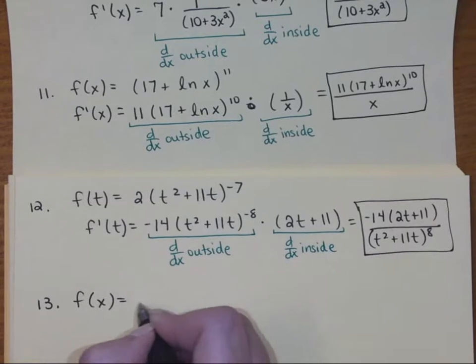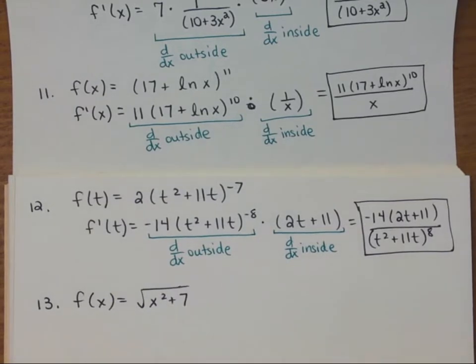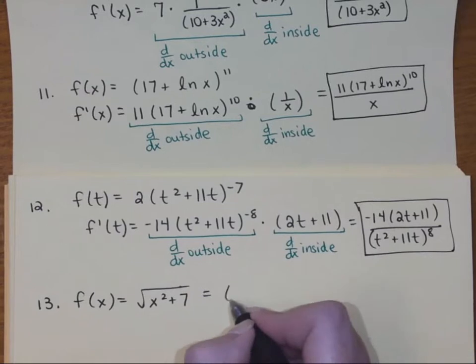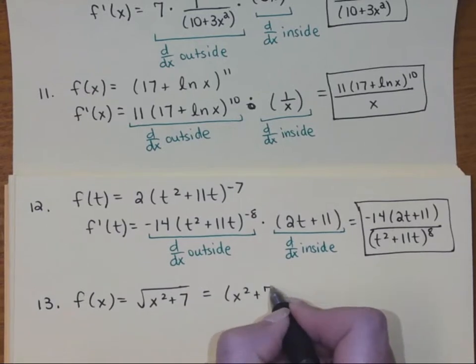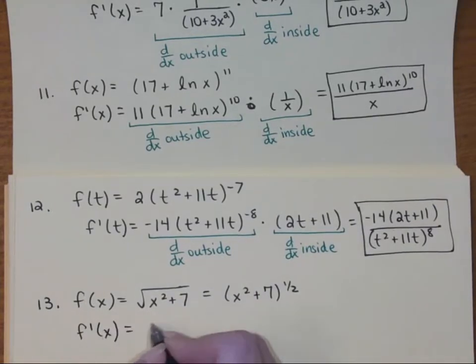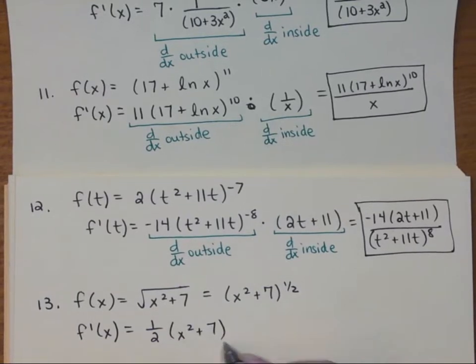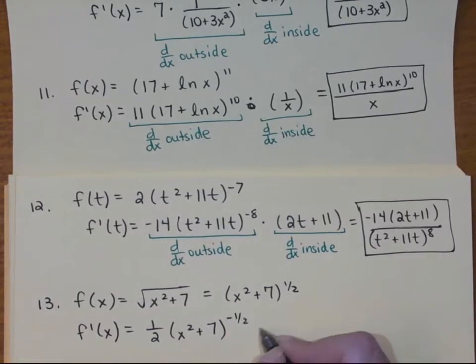So 13, square root of x squared plus 7. Okay, we had a square root one before, and remember what we did. Before we did the derivative, we immediately rewrote it as whatever that parentheses is to the 1/2 power, because then we can just do power rule. So bring the 1/2 to the front, subtract 1 from the exponent, and then also multiply by the derivative of the inside.